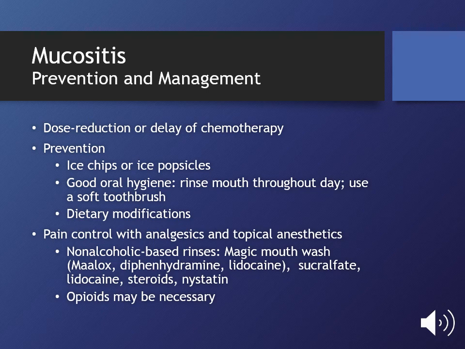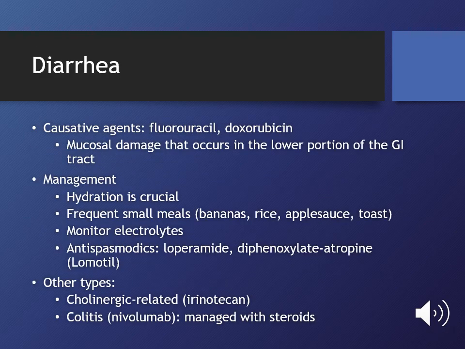Non-alcoholic based rinses such as magic mouthwash, viscous lidocaine, and steroid suspensions may be helpful. Some patients may require opioids because the mucositis is so severe. Diarrhea is mucositis of the lower GI tract, and with the management of this, hydration is crucial. Patients can eat small, more frequent meals.